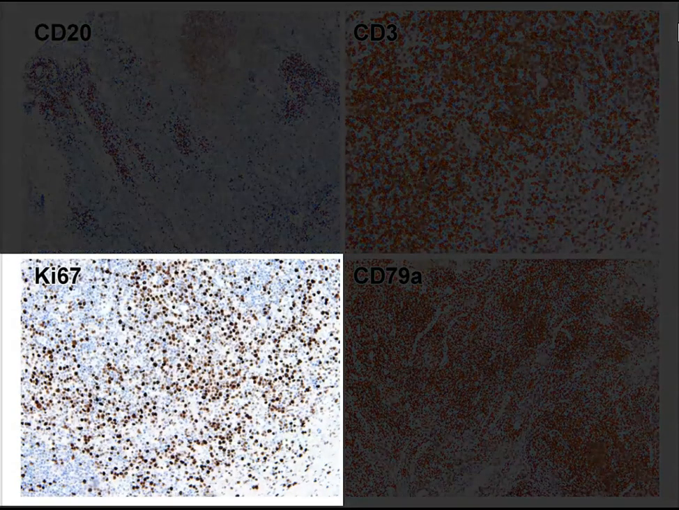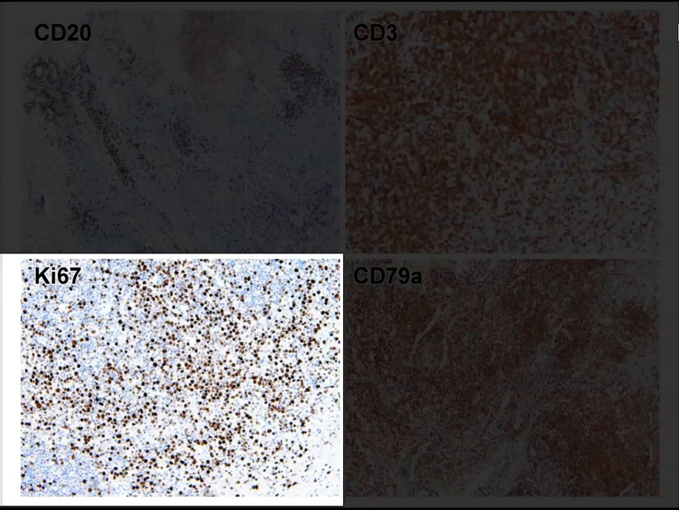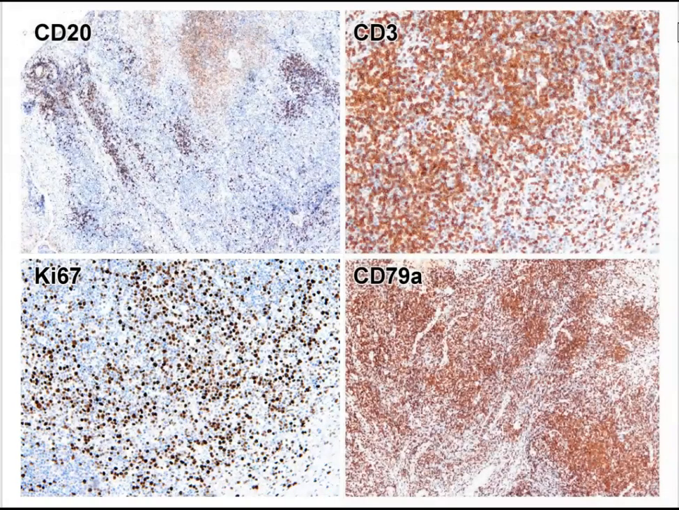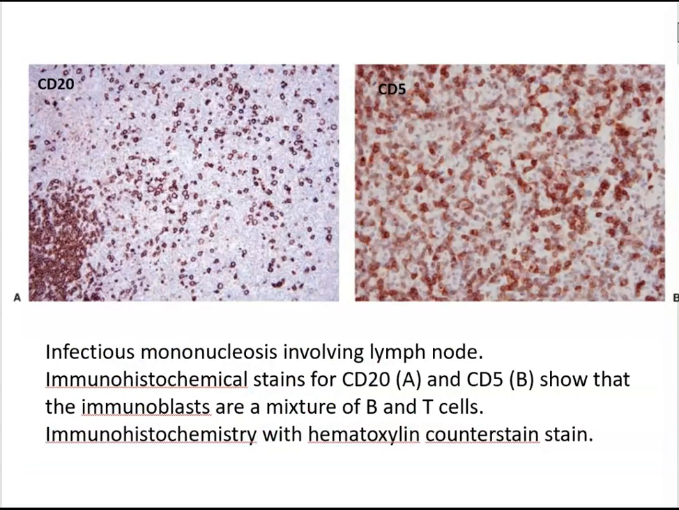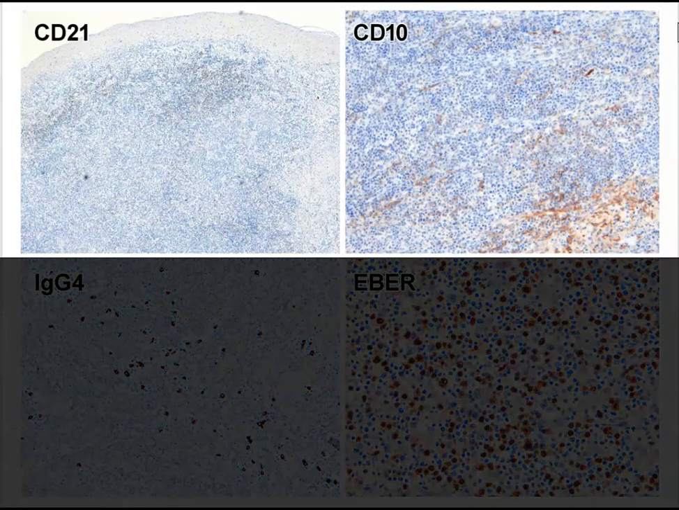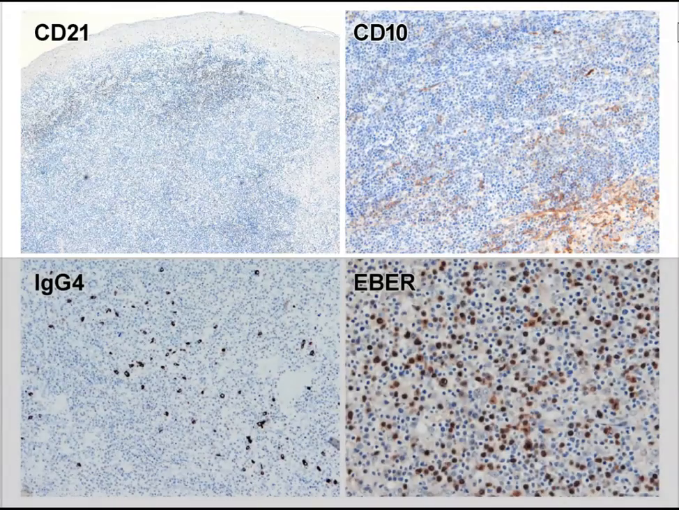The proliferation fraction is relatively high, and if you double stain, you will find that both T and B cells are proliferating. CD20 highlights small lymphoid follicles, but notice that in the interfollicular region, there are scattered large CD20 positive lymphocytes. Scattered large cells stain positive for CD5, indicating T cell lineage as well. CD21 shows regressed follicles, and a few residual lymphoid follicles can be identified by CD10.